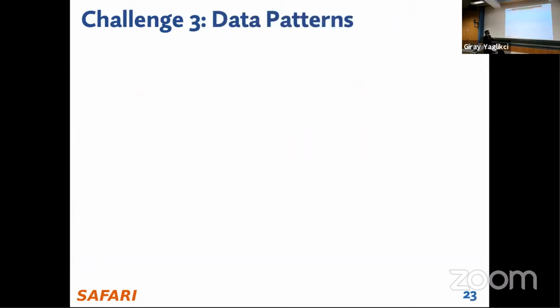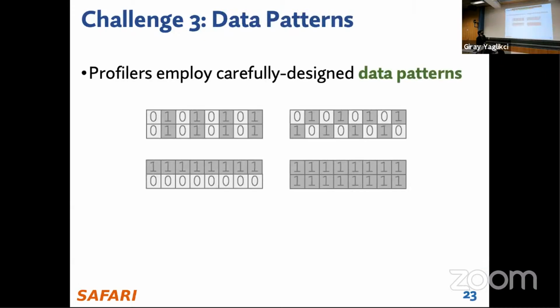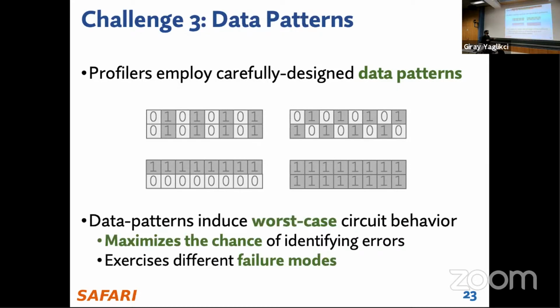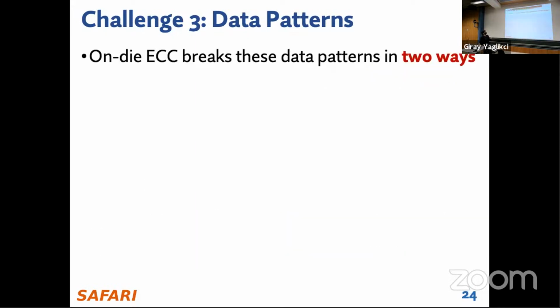Okay. And finally, the third challenge deals with these data patterns. Profilers typically use different data patterns to exacerbate different errors. Here we might write 0s and 1s in rows, or in columns and rows, and checkerboard and so forth. These patterns induce worst case circuit behavior, which tries to maximize the chance of observing an error. On-die ECC interferes with these. So let's take a little look.